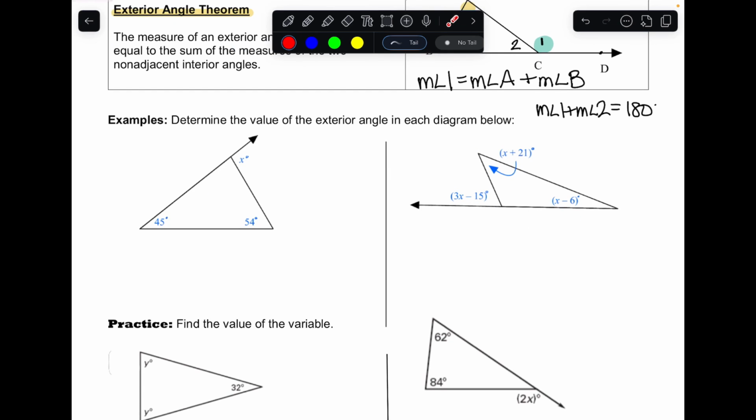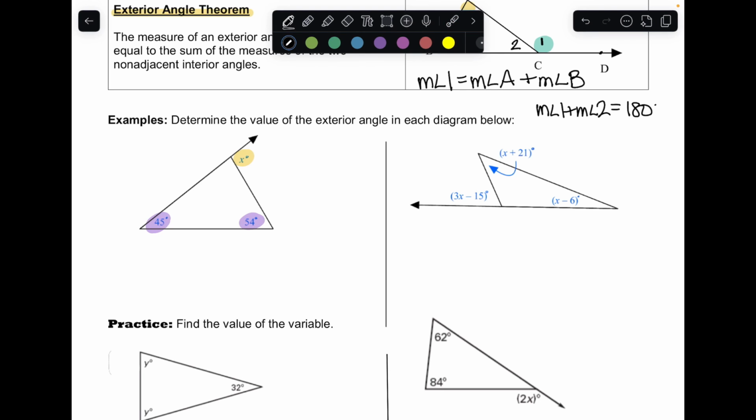First one says determine the value of the exterior angle in each diagram. So remember, the exterior angle, the one on the outside, is equal to the other two non-adjacent angles added together. Non-adjacent meaning we could not pick this red angle right here. That's not part of our sum. It's right next to the x. We have to pick the other two on the opposite side of that triangle.